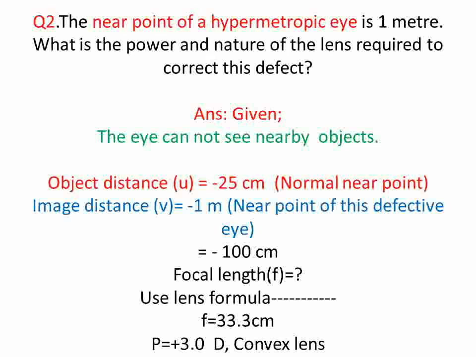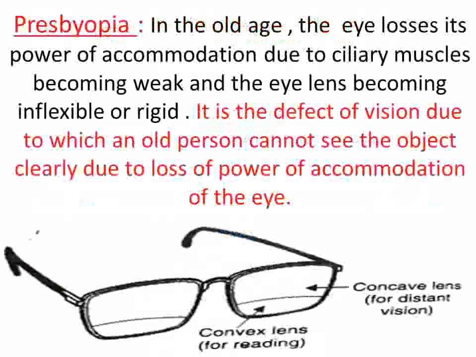Find the power. Therefore, we use the lens formula, 1 upon v minus 1 upon u equals 1 upon f, and find the focal length. Then power is equal to 1 upon focal length in meters, or 100 upon focal length in centimeters. It comes to plus 3 diopter. Diopter is the unit of power when the focal length is in meters. The plus sign indicates a convex lens, which is used for the hypermetropic eye.